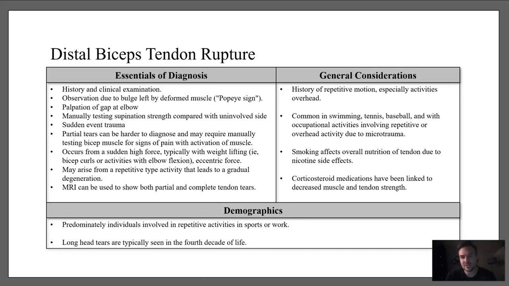So general considerations here. Smoking affects overall nutrition of the tendon, so this may happen more in manual laborers who are smokers in their middle age, or it also may be due to bodybuilders or extensive weightlifters who are pushing the limits of their physical capacity and/or using anabolic steroids. And so anytime we see these big tendon issues, pec tendon, subscapularis, biceps, triceps, if it's a big bodybuilder type of individual, then we may suspect anabolic steroid use.